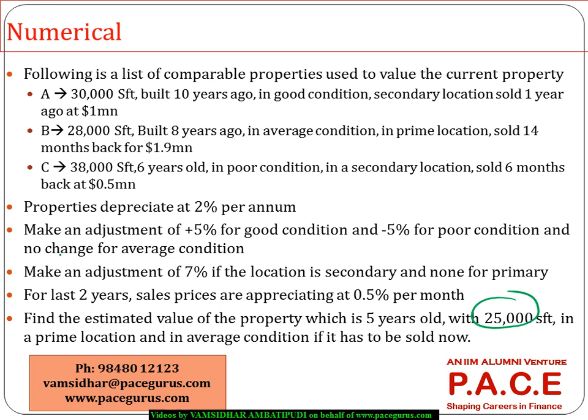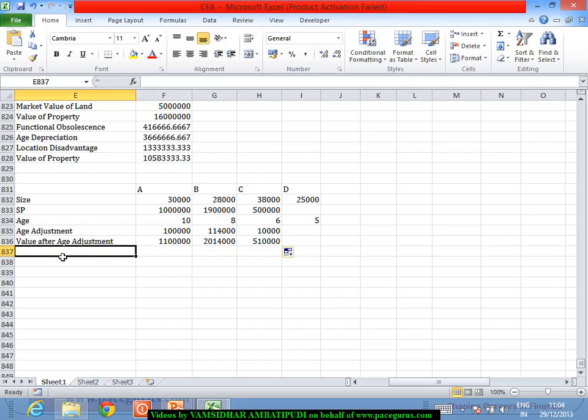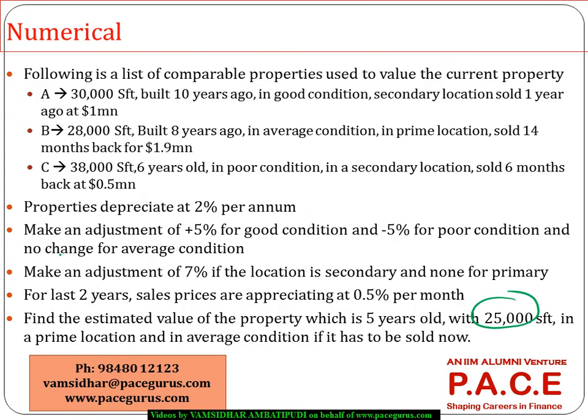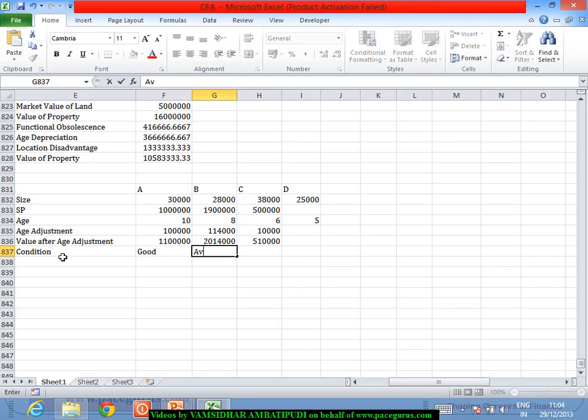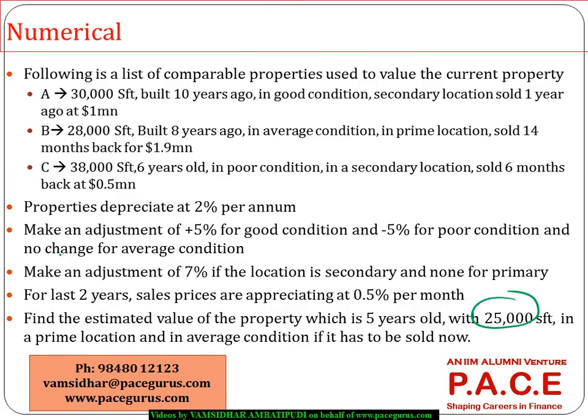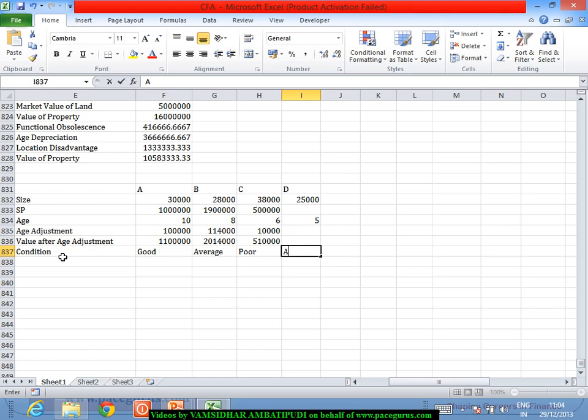Then what else are the issues that are there? If the property is in good condition, based on the condition, we are making an adjustment of plus 5% for good condition and minus 5% for poor condition, and no change for the average condition. So I am looking at what are the conditions of the building. A is in good condition, B is in average, and C is in poor condition, whereas D, which is our property, is in average condition.